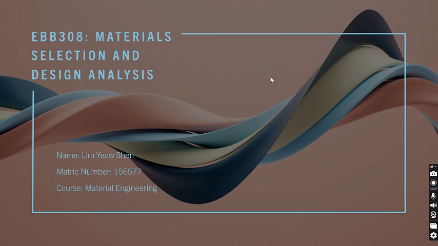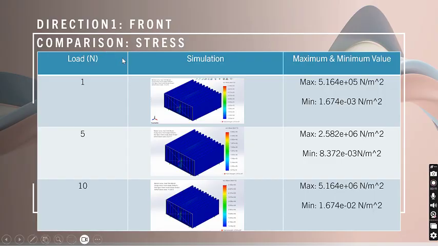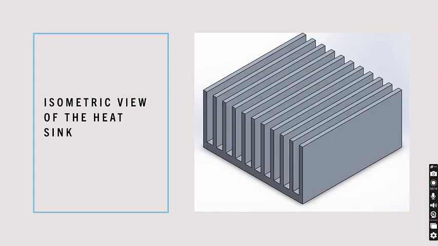In this assignment, we are going to run a SolidWorks simulation on the heatsink. This is the isometric view of the heatsink. There will be a front view, side view, and a top view. From these three directions, we are going to apply force. The force will be different: 1 Newton, 5 Newton, and 10 Newton. From this, we are going to compare the stress, strain, and displacement. Before I continue to my slide, I am going to simulate in SolidWorks.